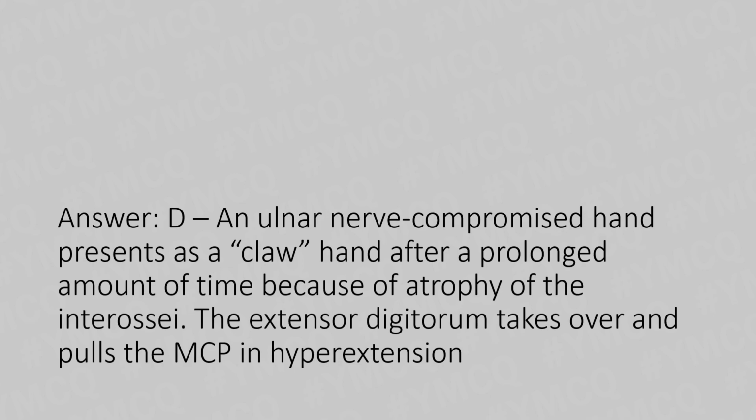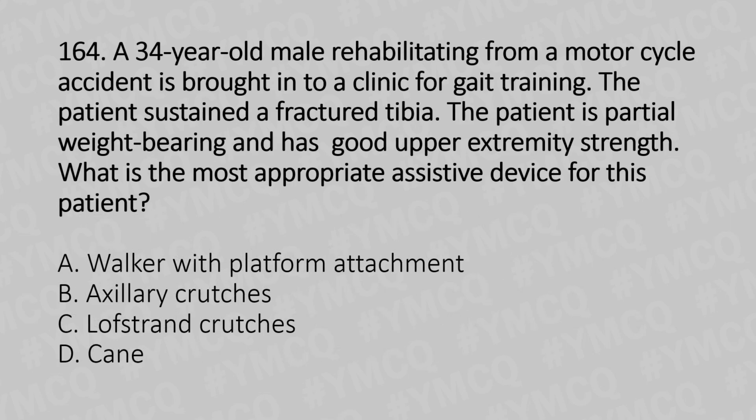Now let's move to question number 164. A 34-year-old male rehabilitating from a motorcycle accident is brought into a clinic for gait training. The patient sustained a fractured tibia. The patient is partially weight-bearing and has good upper extremity strength. What is the most appropriate assistive device for the patient?